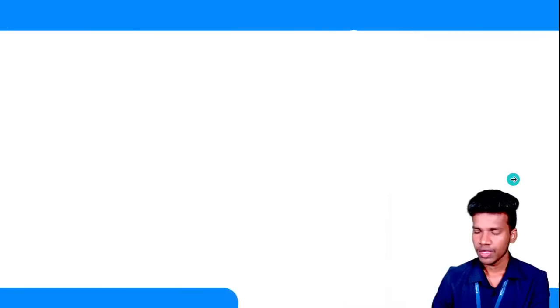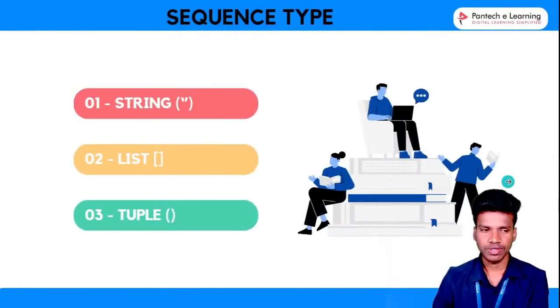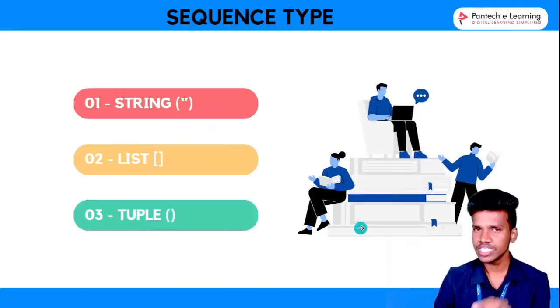So next one, sequence type. Exactly, a complex number is one real number and one imaginary number, that is called a complex number. Okay, so next we move on to the sequence type. The sequence types are string, list and tuple. This sequence type has three kinds of types: one is a string, another one is a list, third one is a tuple.